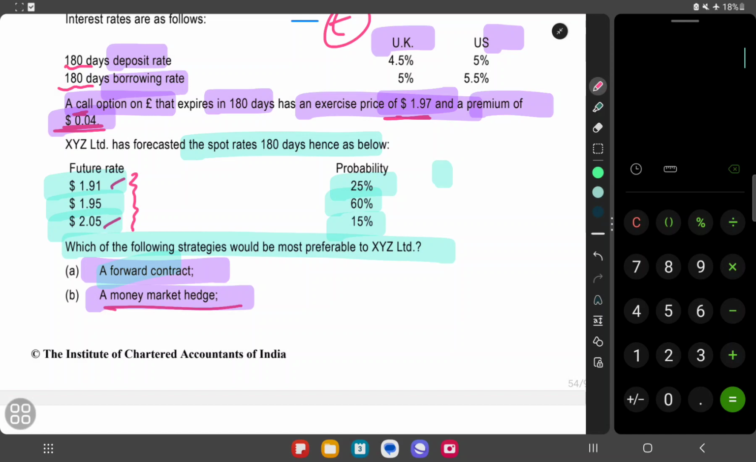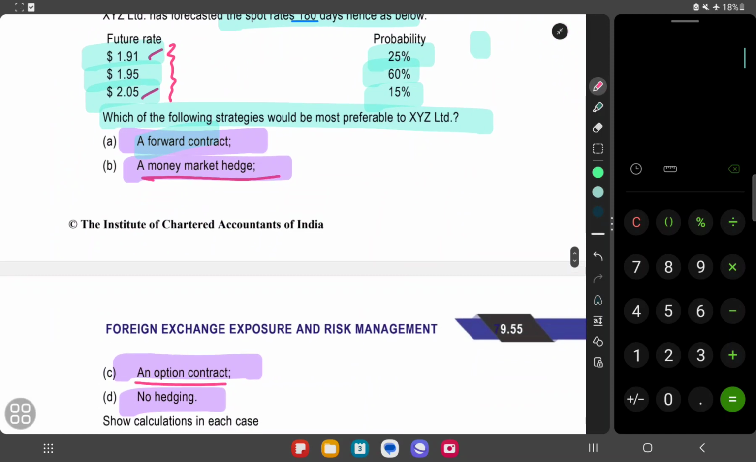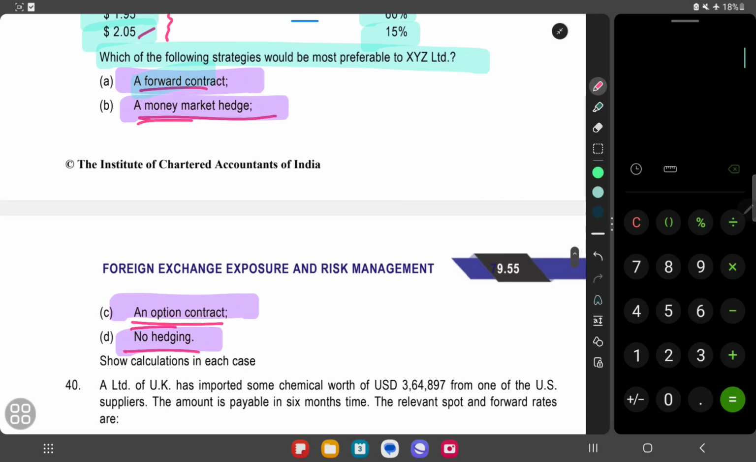This is the very reason that we will use different kinds of hedging techniques, and the kinds are given to us. The different kinds are forward, money market and options, or then there is also the option where you don't do anything. Let it happen, let's just see what actually happens post 180 days, and accordingly we'll pay. We don't want to hedge anything. That's also one of the possibilities. So what we have to do is calculate in each case what the payout is, and whichever gives us the minimum amount, that is our final answer, the preferable strategy for XYZ Limited.